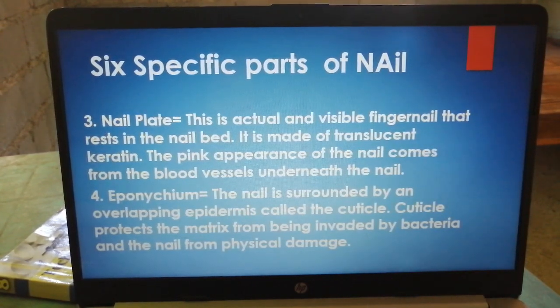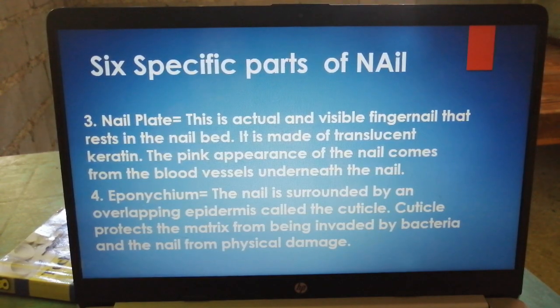The third one, nail plate. This is the actual and visible fingernail that rests in the nail bed. It is made of translucent keratin. The pink appearance of the nail comes from the blood vessels underneath the nail.